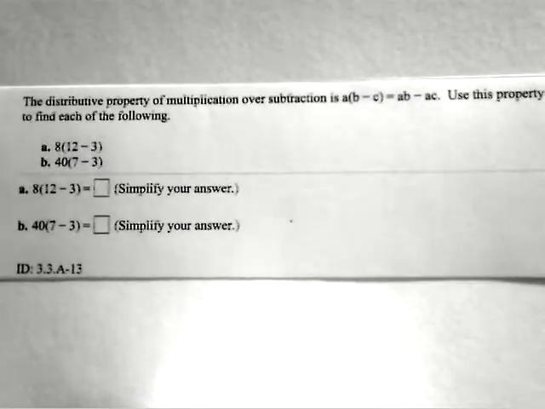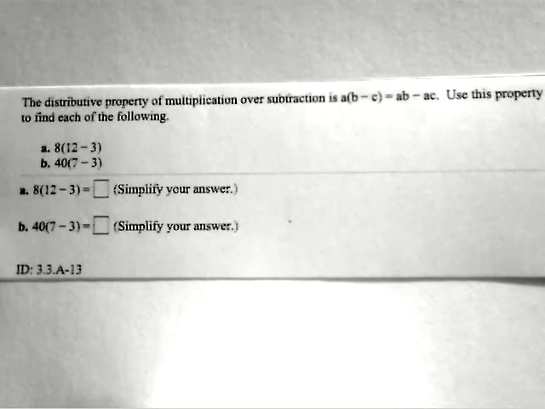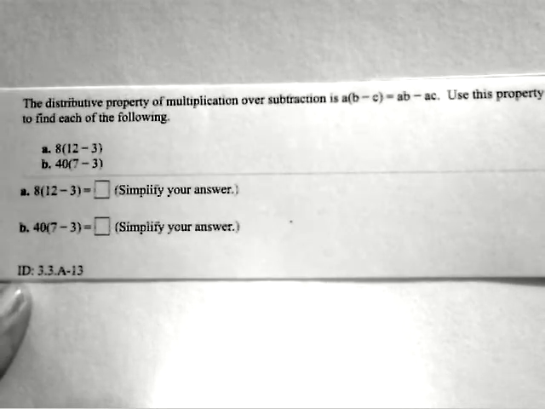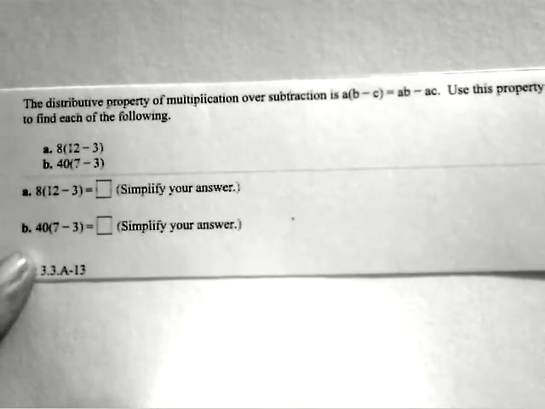Okay, here's the next problem, which deals with the distributive property, by the way. The distributive property of multiplication over subtraction is this: A times, in parentheses, B minus C is equal to AB minus AC. You're going to use this property to find each of the following.